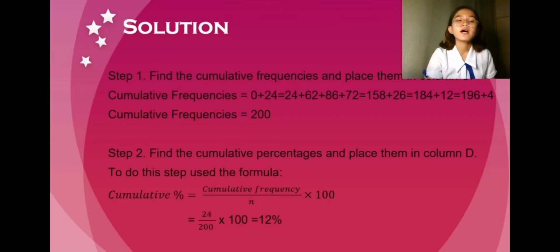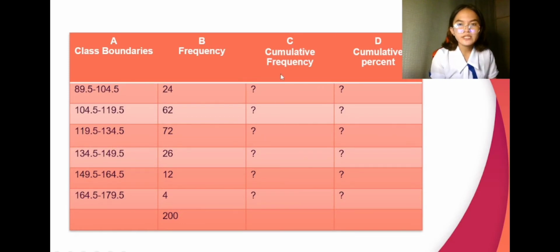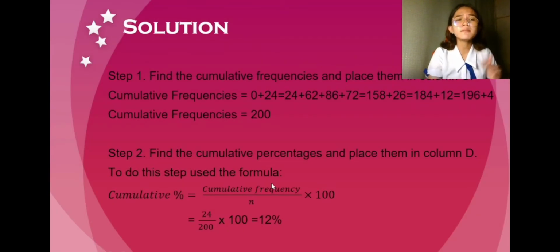So, solution. Step 1. Find the cumulative frequency and place them in column C, here. You already know how to get the cumulative frequency, class, since we covered it in a previous topic. So 0 plus 24 equals 24, 24 plus 62 equals 86, and so on and so forth, and it will sum up to 200.